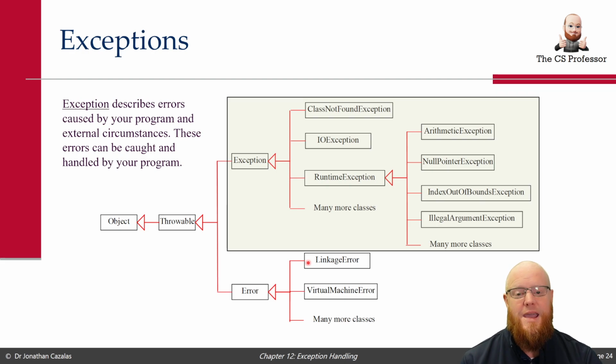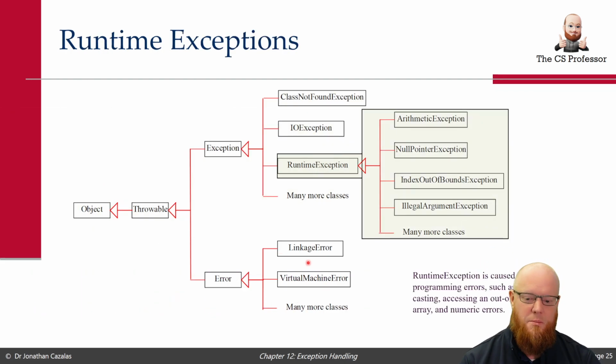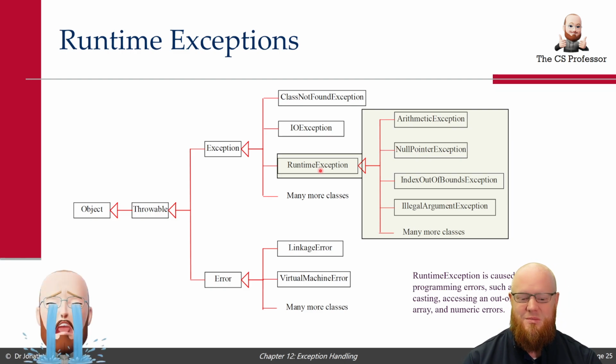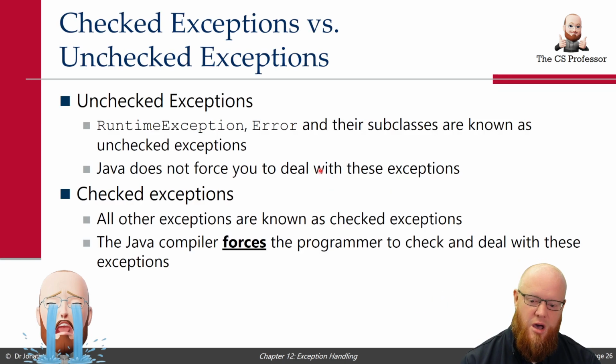Exceptions, however, describe errors caused by your program as well as by external circumstances. These errors can be caught and handled by your program. Now notice a subclass under exception is called runtime exceptions. These are the exceptions that occur during the execution of your program: input mismatch exception, arithmetic exception. We've seen plenty of null pointer exceptions, right? And I can cry about that. I've seen way too many myself. These are exceptions that occur during the execution of your program.